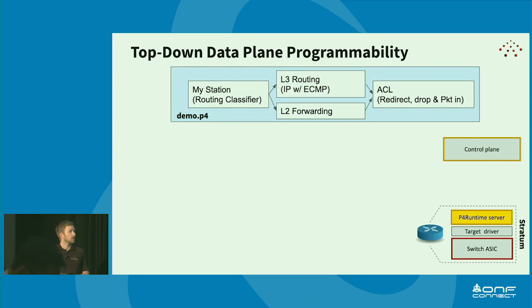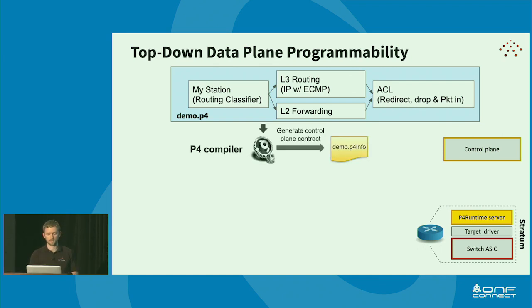To cover how we achieve top-down data plane programmability, I thought it would be helpful to look at a simple example. So we start with a P4 program. This is where we define the headers, the parser, and the forwarding stages that are required to process packets in a pipeline. Here we have a simplified pipeline where we have a MyStation table or routing classification table, followed by either an IP routing table with ECMP or L2 forwarding, followed by an ACL table where we might redirect traffic, drop it, or do packet ins.